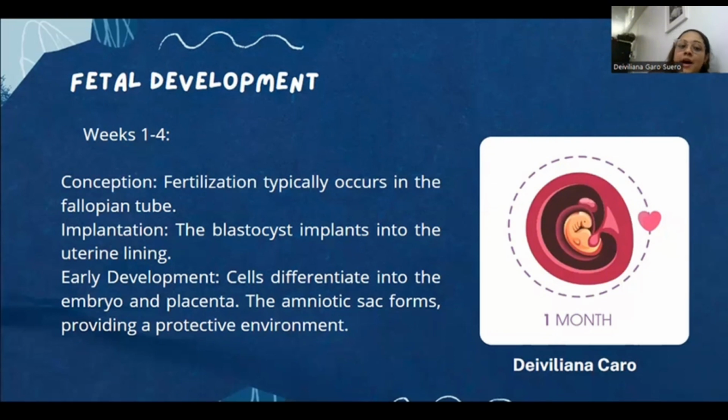In the first stage, we have weeks 1 to 4. In this stage, we have the conception. Fertilization typically occurs in the fallopian tube. Implantation: the blastocyst implants into the uterine lining. Early development: cells differentiate into the embryo and placenta. The amniotic sac forms, providing a protective environment.